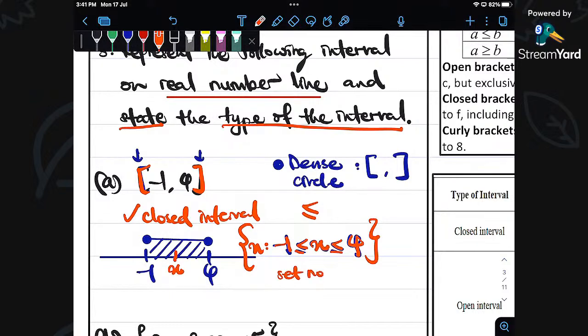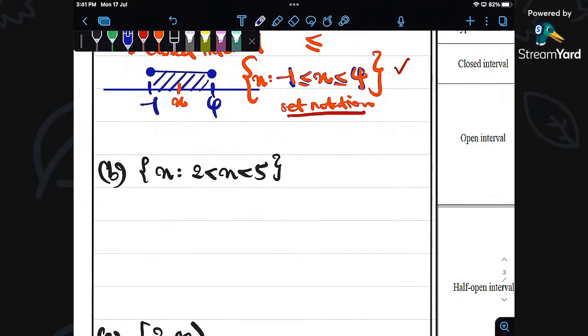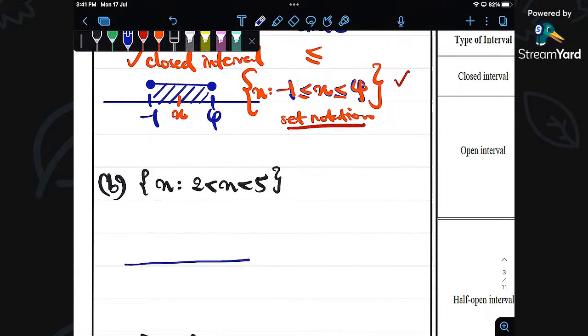We say there are two ways of writing. One is interval notation. This is interval. Why is it called interval? Because it has brackets, right? So we call it interval notation. Well, this one is called set notation. Next question. You may write down the number line first.